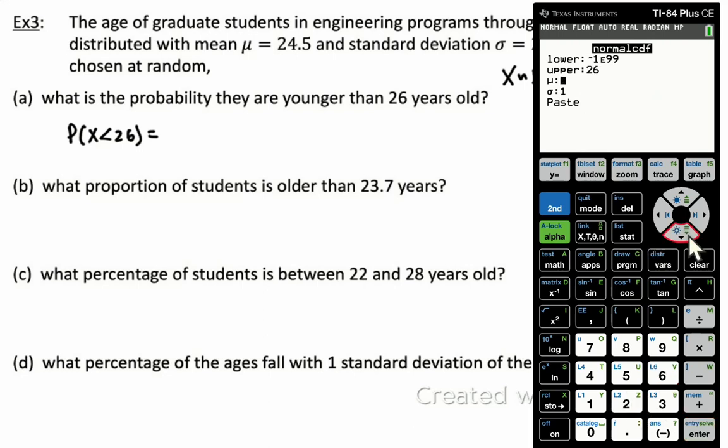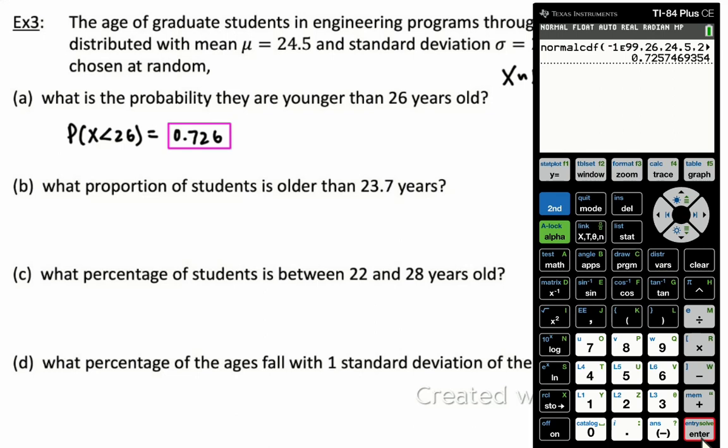We're going to adjust our mean to be 24.5. And finally, our standard deviation is 2.5. Press paste. And we see here we get a value of 0.726 rounded to 3 sig figs.